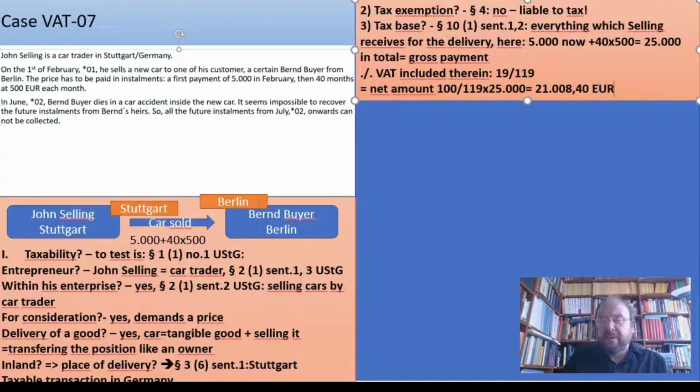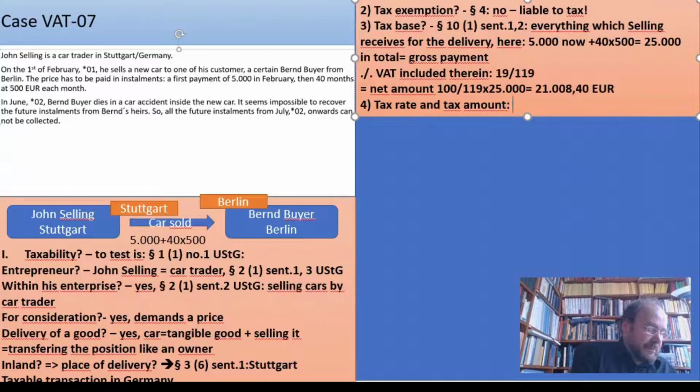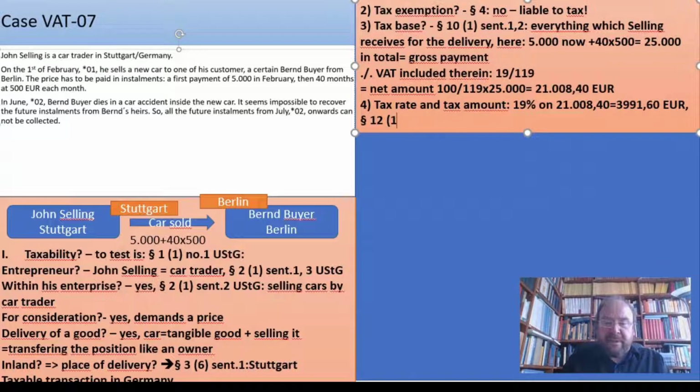21,008.40 euro. The tax rate and tax amount is 19% on 21,008.40. That's 3,991.60 euro. Paragraph 12.1, and the reason is because 12.2 does not apply to cars. So no reduced rates for cars.